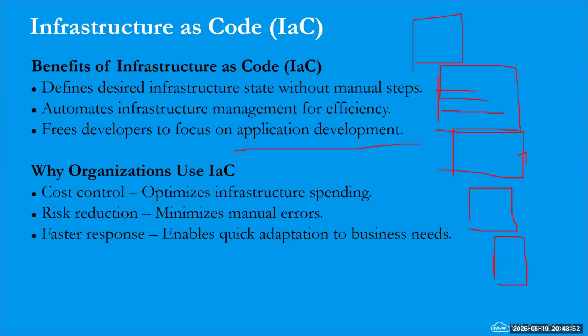Once you create this code, if it has an instance of type T3 micro, and maybe at some point you want a bigger instance, you just come to the code and you change it to the different instance type you want, and you give it to infrastructure as code. It will read it, it will recognize that, okay, all these other things have been created. I just need to change the instance type, right? And then it will follow the process and do the replacement, right?